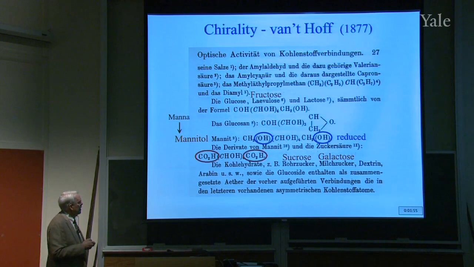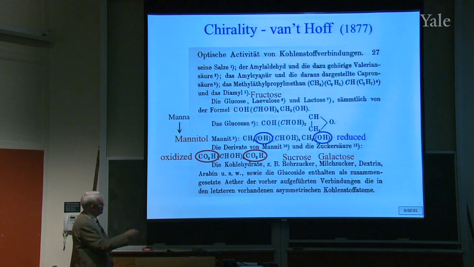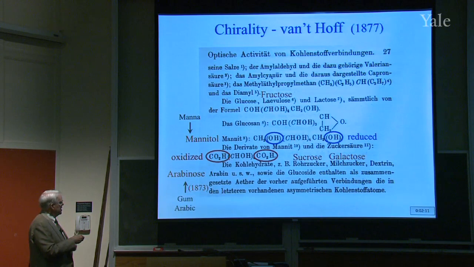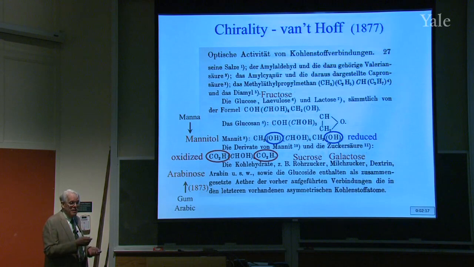Or both ends can be oxidized, right? As in what's called sugar acid, right? So you could have both ends be an acid. Or you can have arabinose, which was isolated in 1873 from gum arabic, right? A gum that came from Arabia. You know, if you're an actor, you put your mustache on with gum arabic. I think you used to anyhow, I don't know.